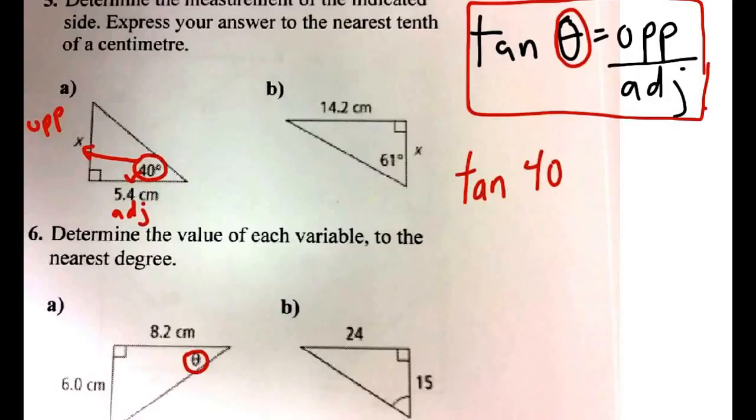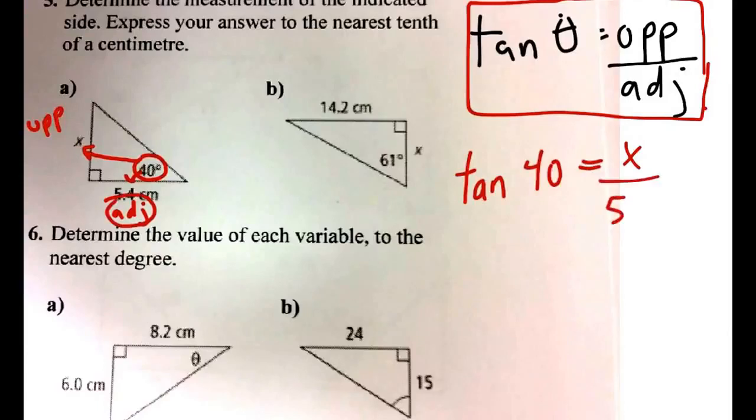Okay, so we have tangent of the 40 degrees, and that's going to equal our opposite side. So in this case, our opposite side was x, and our adjacent side is the 5.4. And that's it. So we've picked the right formula. We've got our opposite and adjacent plugged in correctly.